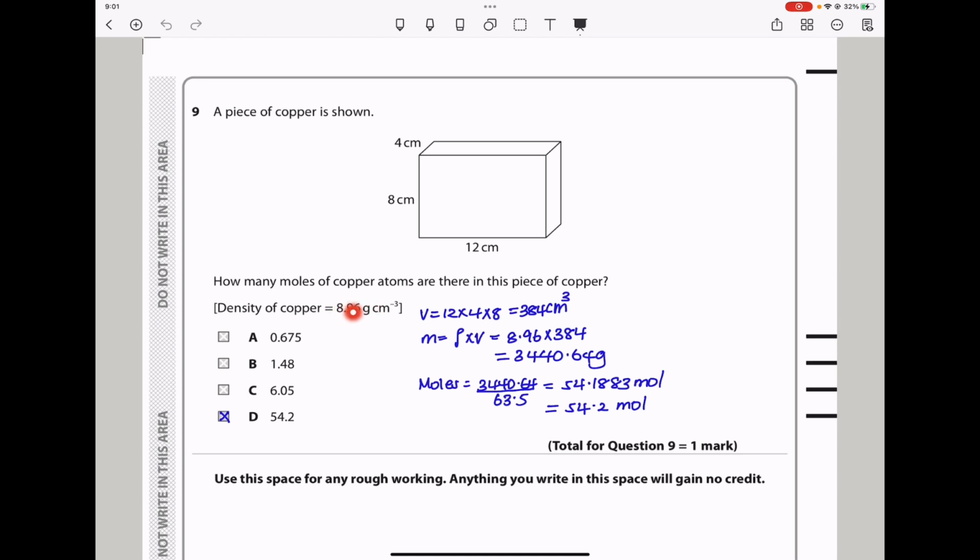Since I have the density, I can use the density and the volume to find the mass. We know mass is density times volume, which is 8.96, which is that times 384, giving me this as my mass. Now to find the number of moles of copper, it's going to be the mass of copper divided by the atomic mass of copper, which is 63.5. So dividing that, I got 54.1883 mole. Finally, to round off, my answer was 54.2 mole, and the answer here is D.